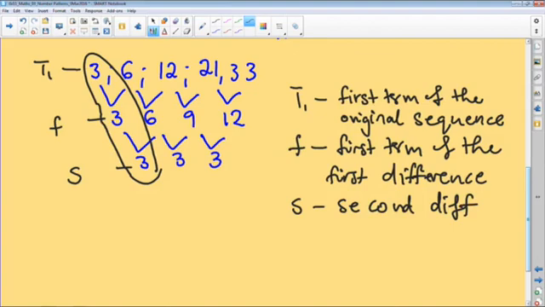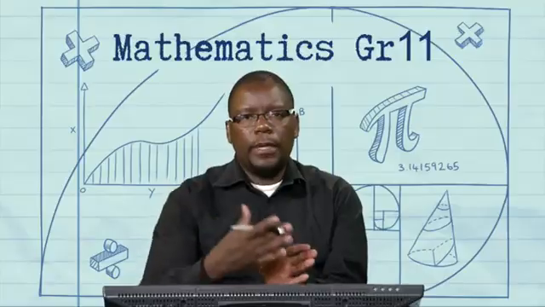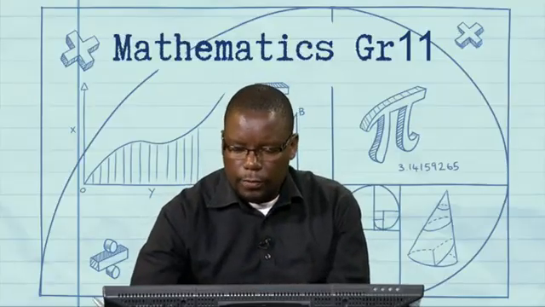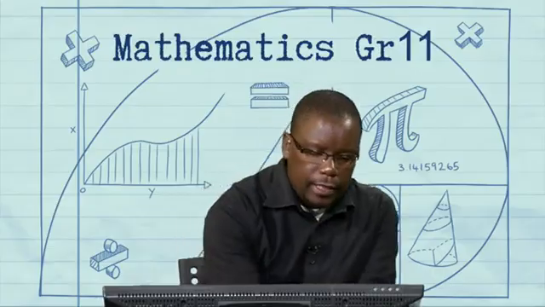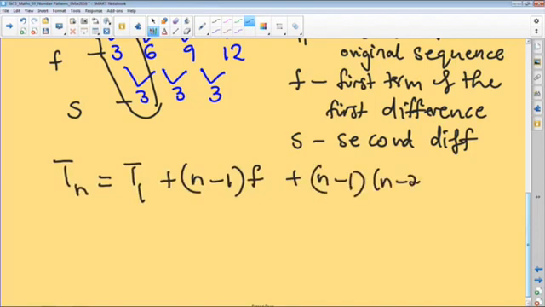Now this formula that I'm giving you is a quick formula to get to your general term, your Tn equals an squared plus bn plus c, but it is not on your formula sheet when you're writing your exam. It's not there. So the formula is: Tn equals T1 plus (n minus 1) F plus (n minus 1)(n minus 2) divided by 2 times S.